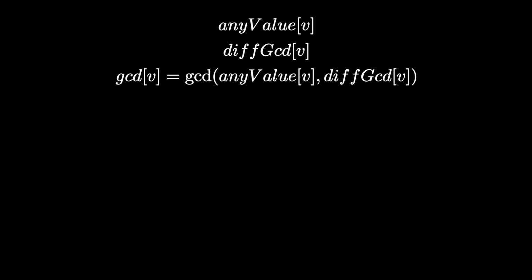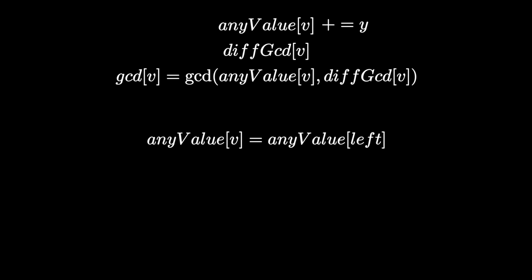If the constant y was added to all the numbers on the segment, then the pairwise differences didn't change, which means that div-GCD didn't change either, and we also just need to add y to any value. Now we only need to understand how to recalculate the values of any value and div-GCD at the vertex using the values in the children. Any value is very easy to recalculate. You can simply take any of the any values from the left and right subtrees.